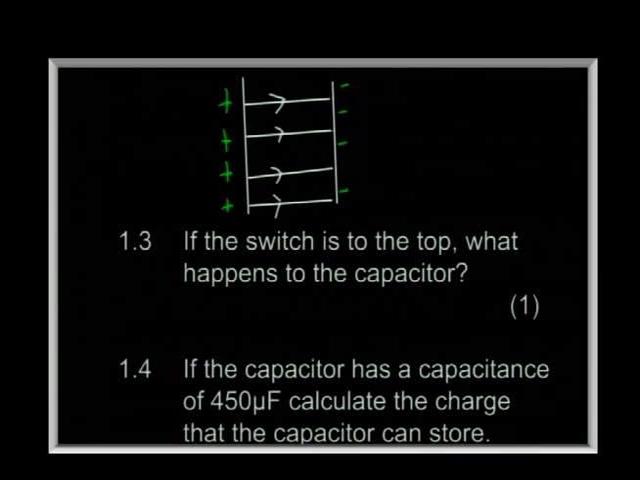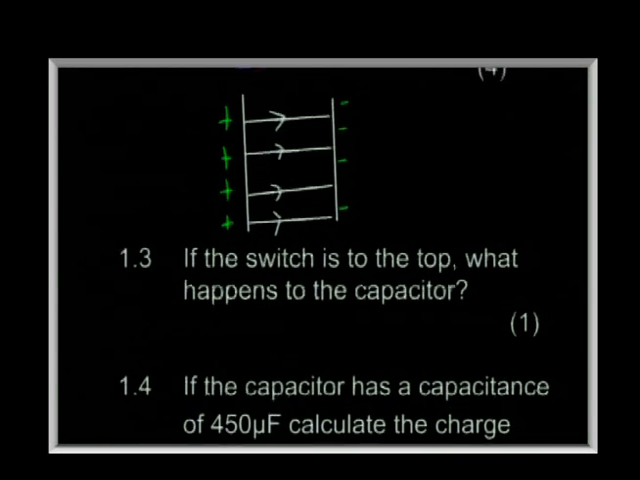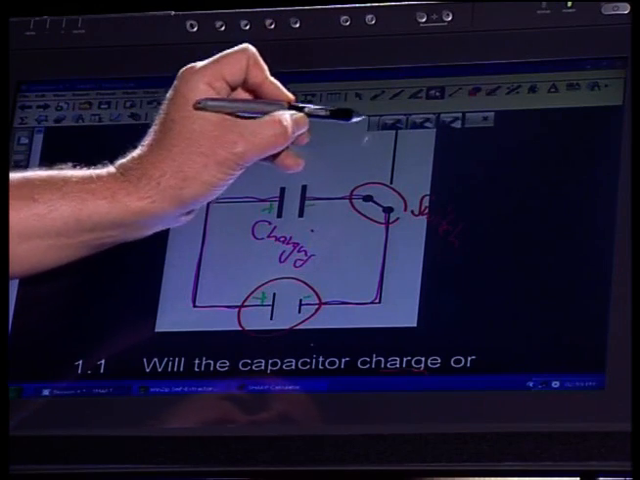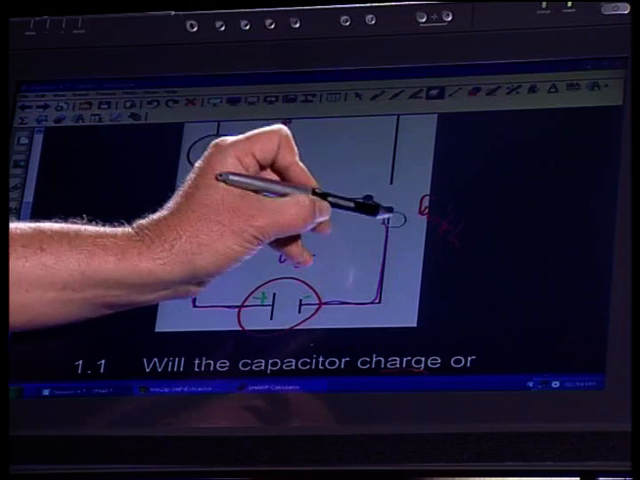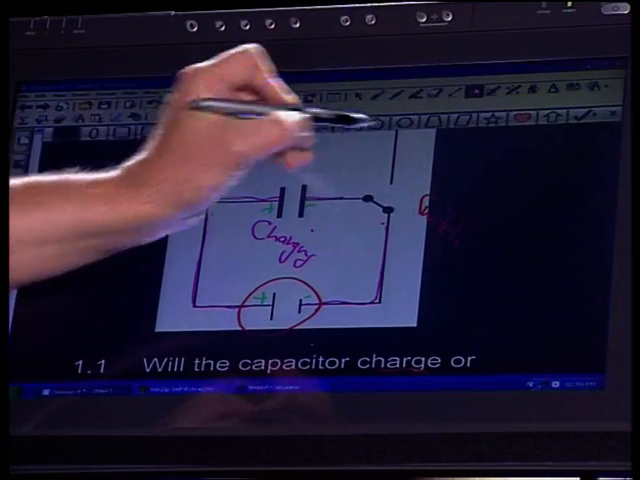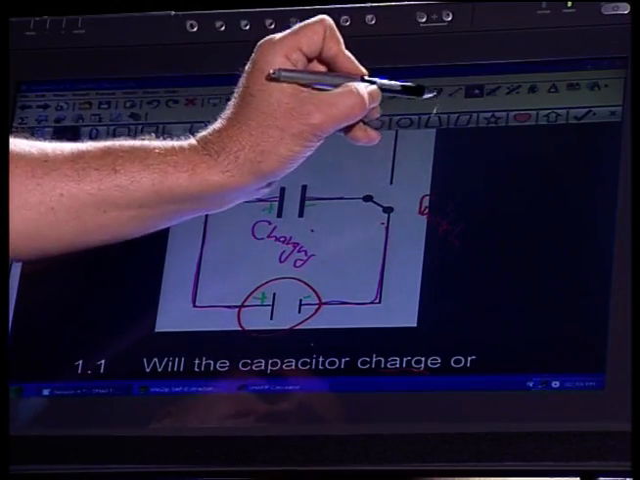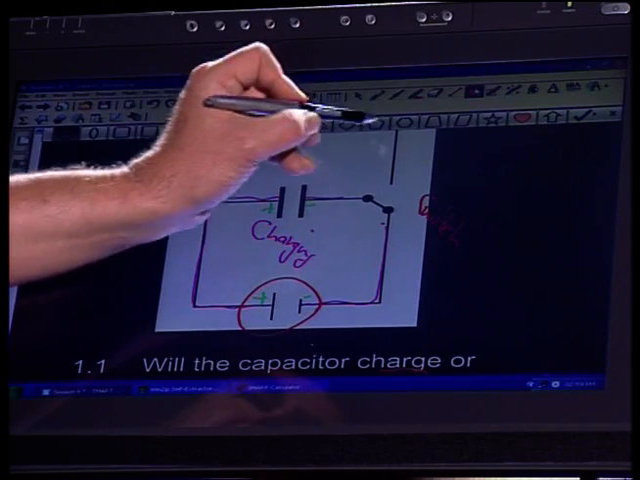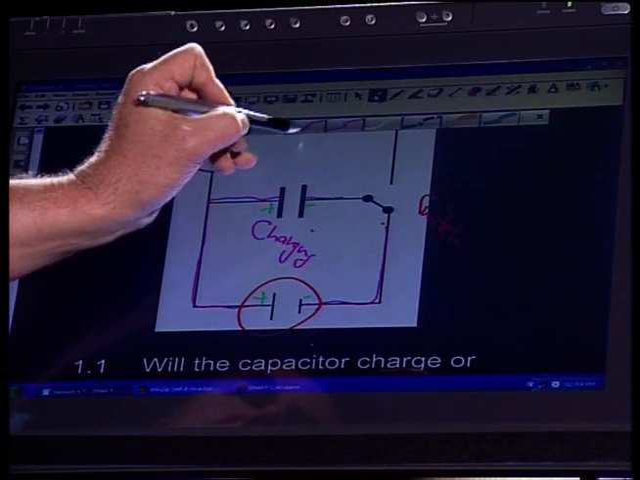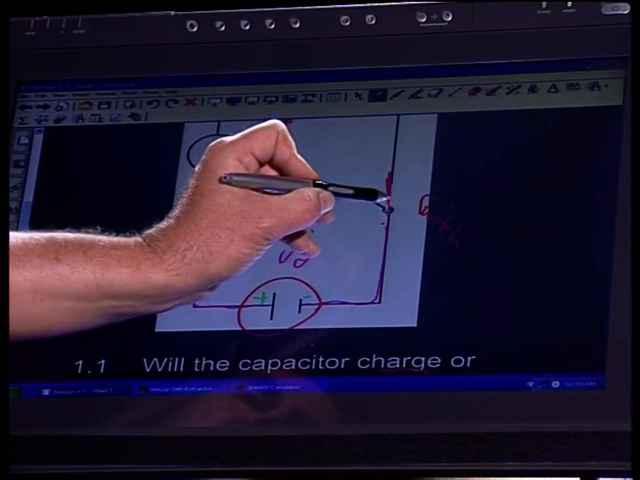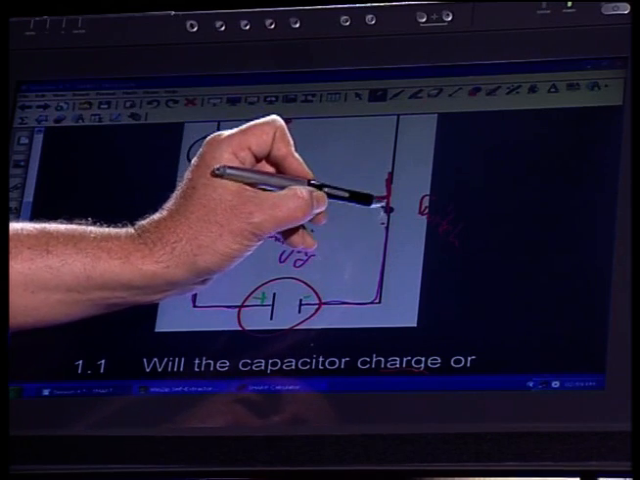Right, now let's go to the next question. It says, if the switch is to the top, what happens to the capacitor? So I'm guessing what they're wanting here, might have expressed it slightly differently, is instead of the switch closing off that section, let's see if we can close off the other section. So we're going to keep this one open, and we're going to just close off the section between there and there.